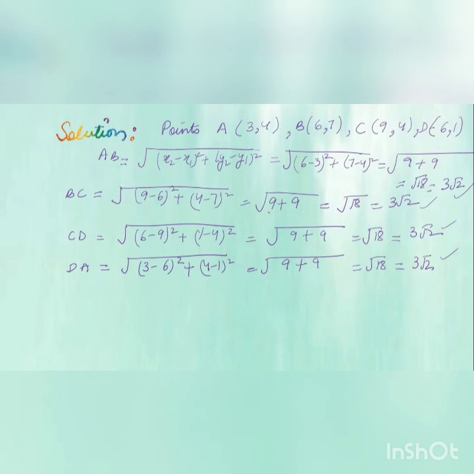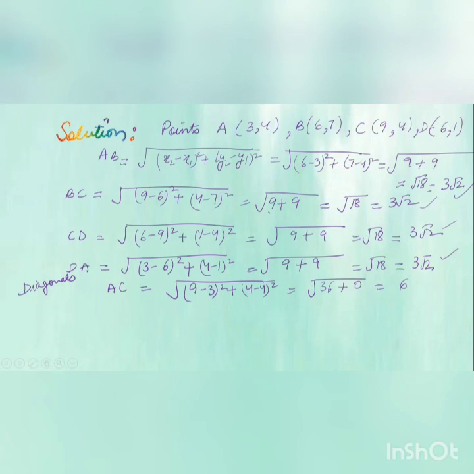So your diagonals will be AC and BD. For diagonals, we will check AC. AC is the square root of 9 minus 3 squared plus 4 minus 4 squared. So 9 minus 3 is 6, 6 squared is 36, plus 4 minus 4 is 0, 0 squared. So it is under root 36, it is 6.